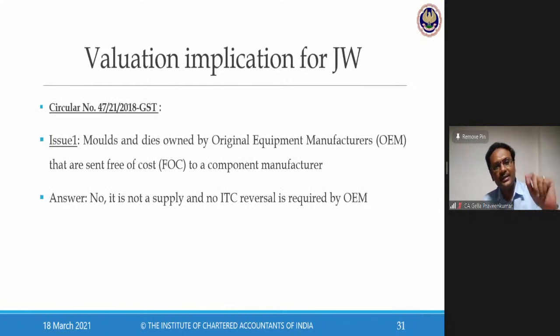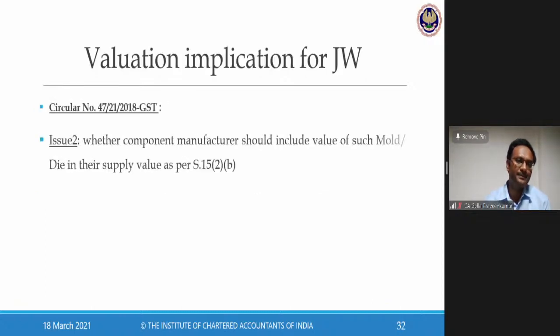Now, this is one circular which I have picked up for your quick understanding. When molds and dies are supplied by an OEM to a job worker on an FOC, free of cost, basis, should the ITC be reversed? The circular says the OEM has supplied these capital goods to the job worker for the purpose of business activity. No need to reverse the ITC.